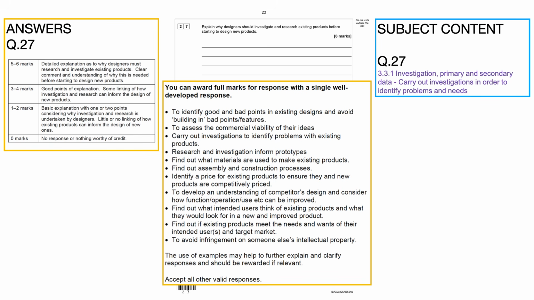We do this to develop an understanding of competitors' design and consider how function, operation, and use can be improved. We do this to find out what intended users think of existing products and what they would look for in a new and improved product. And we do this to find out if existing products meet the needs and wants of their intended users and target market. We also do this to avoid infringement on someone else's intellectual property, so to avoid copying them. The use of examples may help to further explain and clarify responses and should be rewarded if relevant. And lastly, we are allowed to accept all other valid responses.